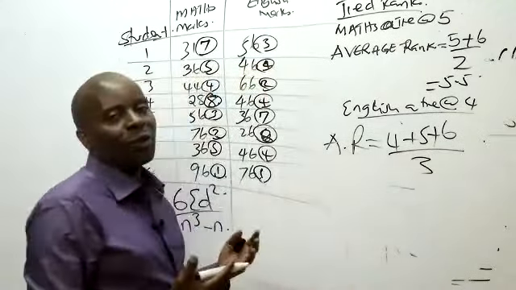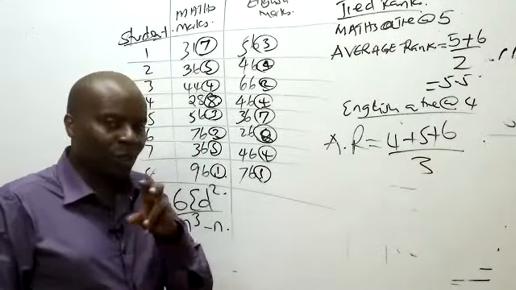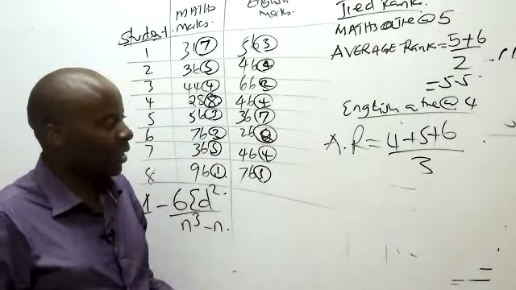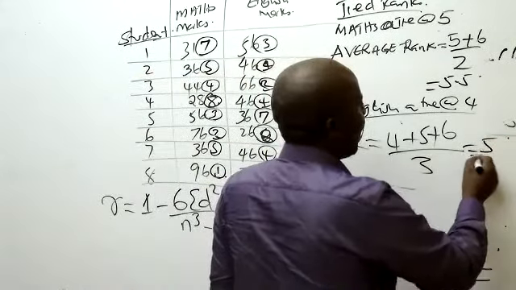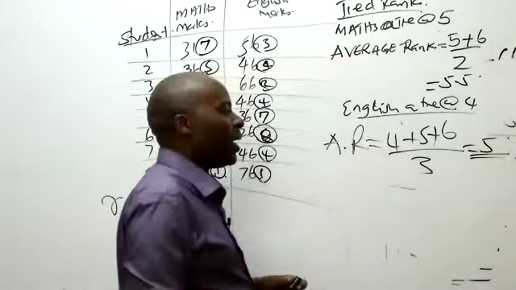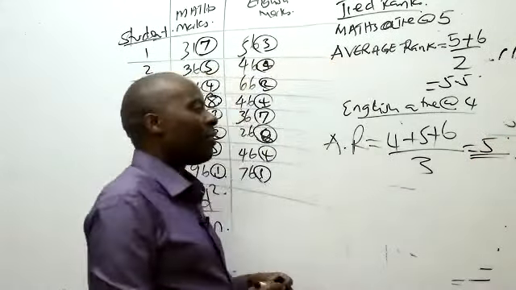So always you start with the tied position. From there you move on like that. So 4 plus 5 plus 6 divided by 3 will end up giving me 5. That is the average rank.